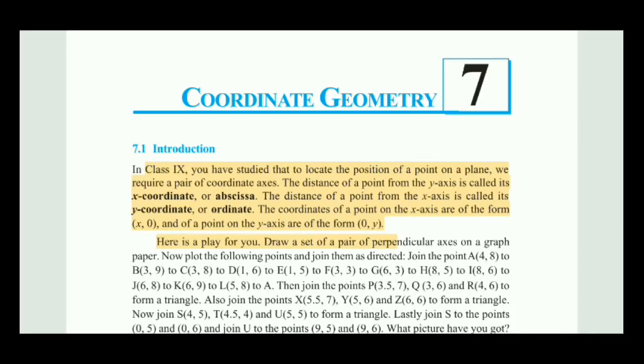Now I am uploading my fourth video, and in this video we will start chapter 7, and the name of the chapter is coordinate geometry.